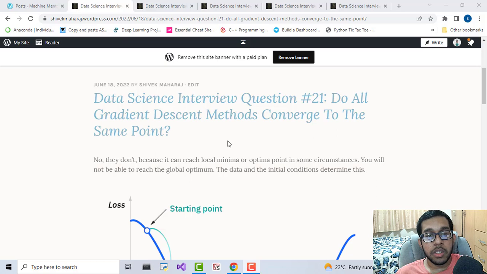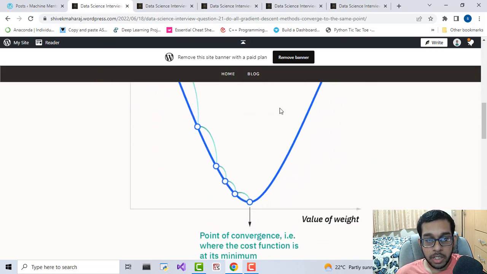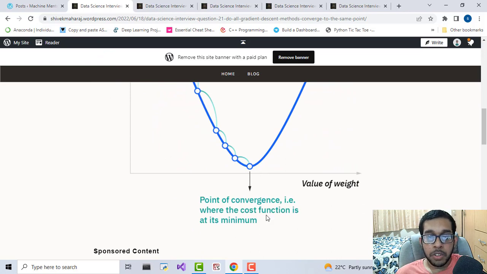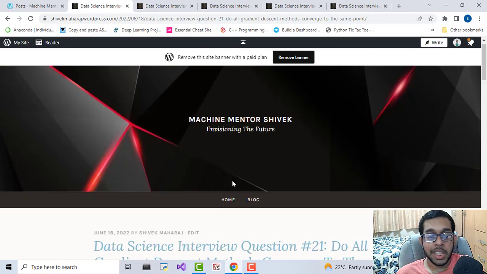They do not, guys, because the gradient descent methods can reach local minima or optima points in some circumstances. It depends on the problem that you are faced with. You will not be able to reach the global optimum. The data and the initial conditions determine this. As a side note, guys, it is always good to know that the point of convergence refers to the exact point at which the cost function is at its minimum. So that's good to keep in mind.